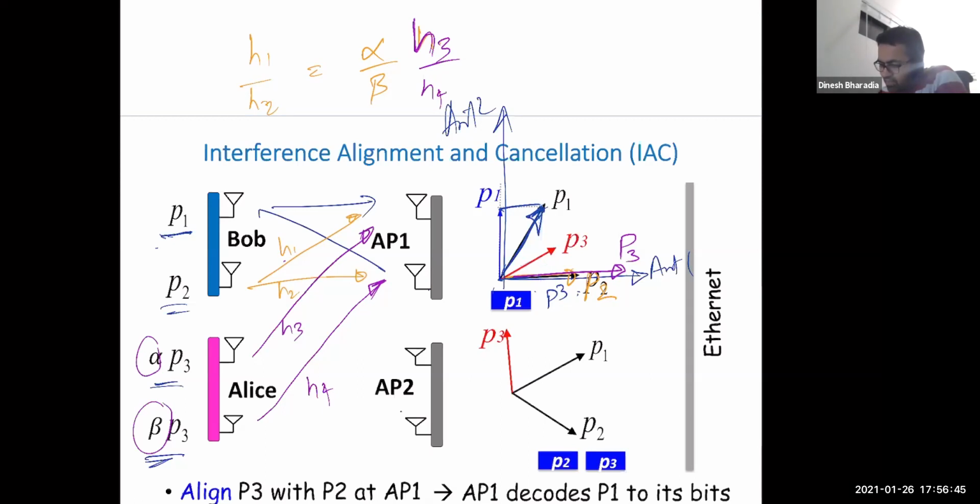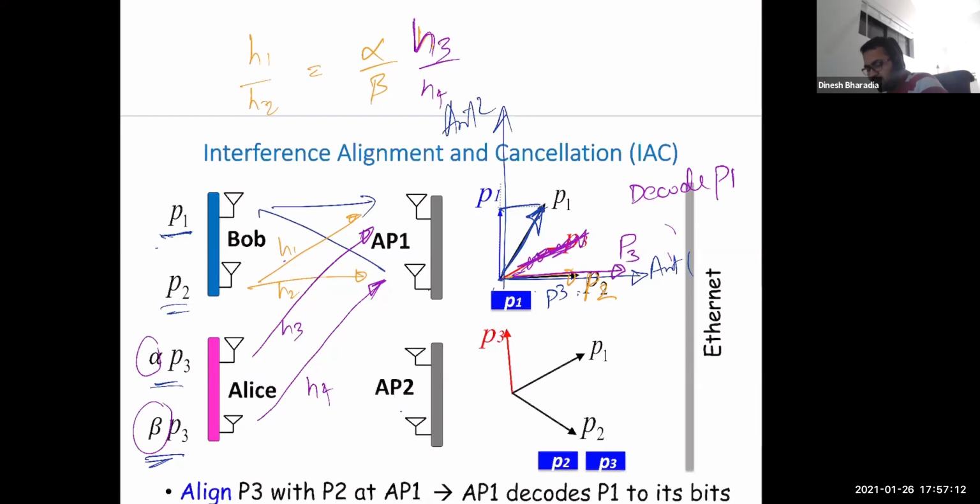This does not exist. Or let me erase it for now. This does not exist because this was earlier that way. And then I adjusted alpha beta so that P3 and P2 align. Now I have P1, P2 and P3 aligned, right? P2 and P3 are the unwanted signal. P1 is the wanted signal and I can decode P1 first. Is that clear?